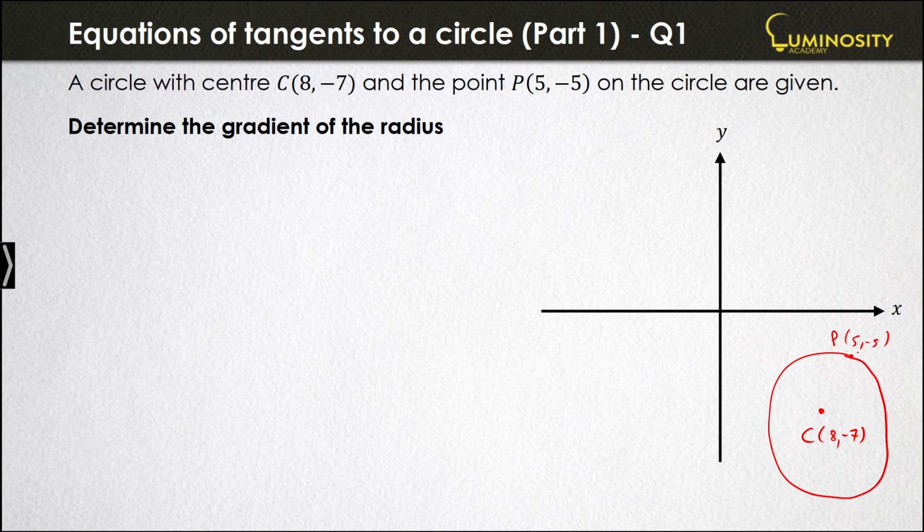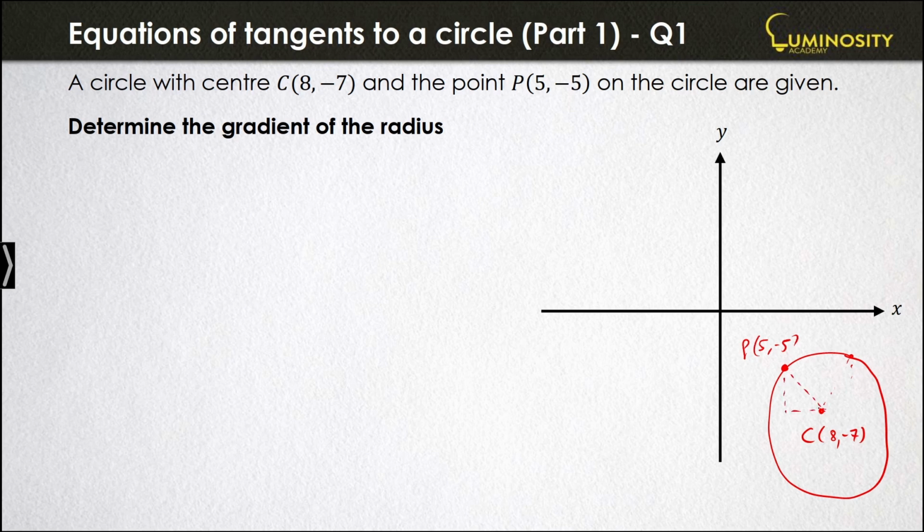Now you want to find the gradient of the radius. The radius we're referring to is the radius line CP, because that's the only radius we can actually work out. Again, I'll have to use rise over run here. From 8 to 5, sorry, that is not where that point should be. 5 is not greater than 8, so it should be on the left, over here somewhere, P(5, -5). Okay, that's better. There we go.